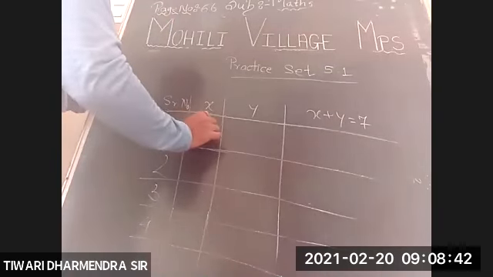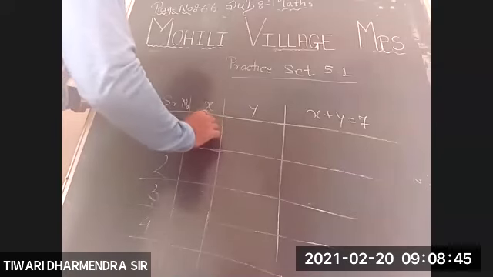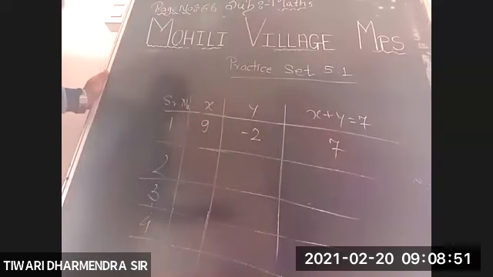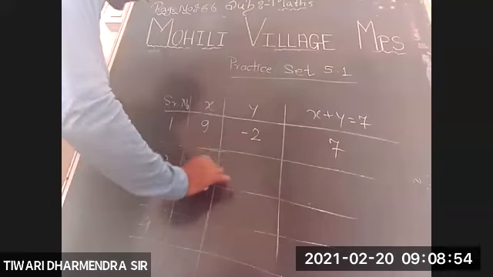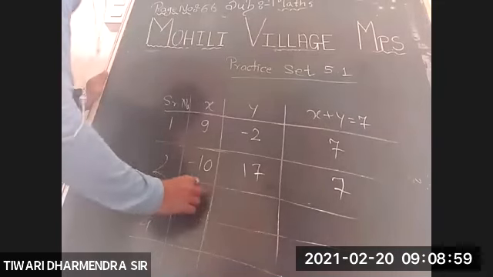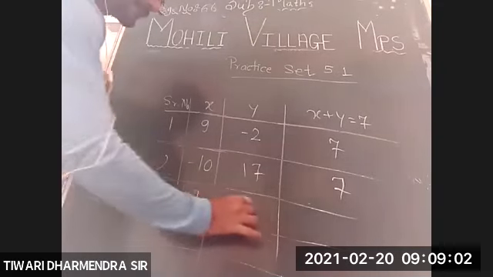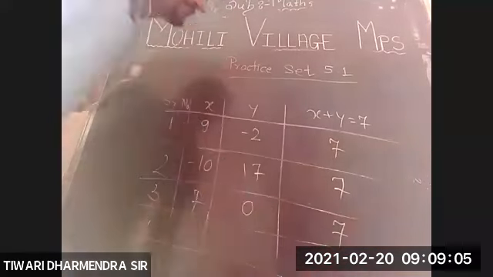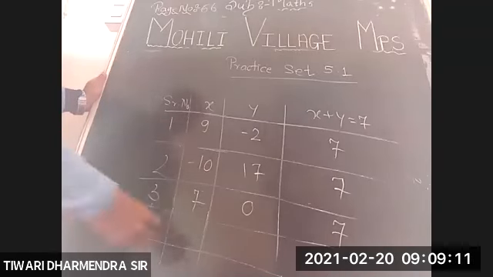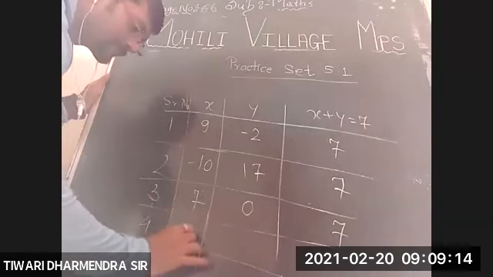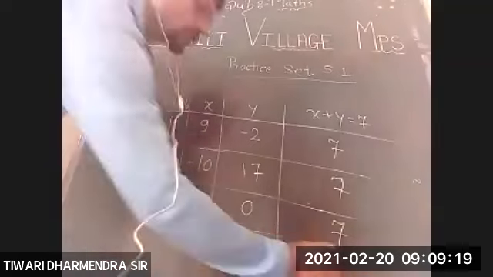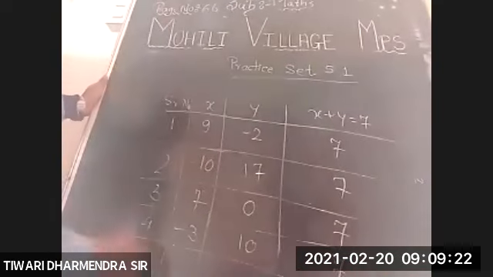For 1, we can select 9 and here -2, which is 7. Next, what we have selected, -10, 17, which is 7. After that, 7, 0, which is 7. And fourth, you can select -3, 10, which is also 7. And last is this you should select.